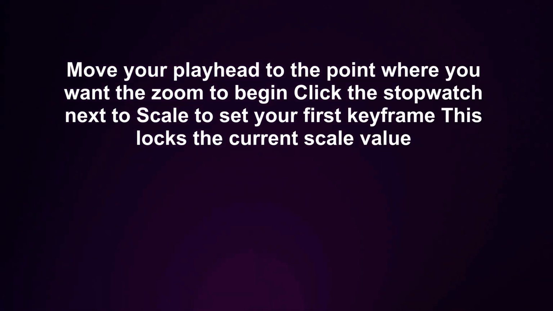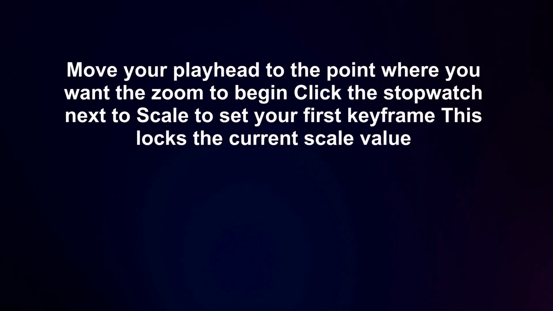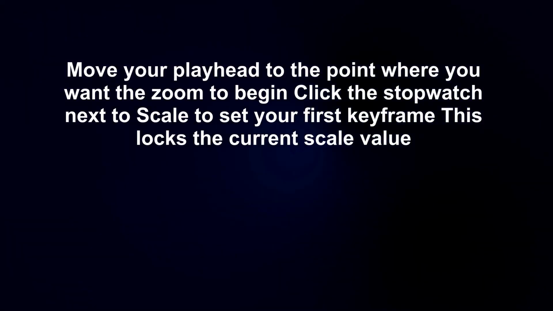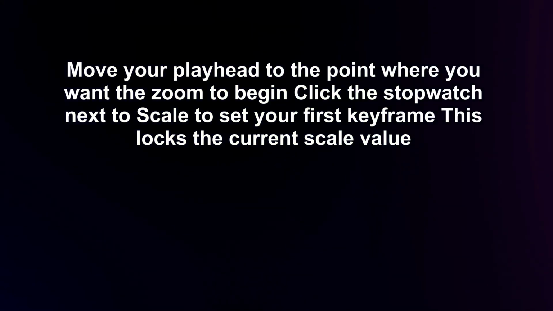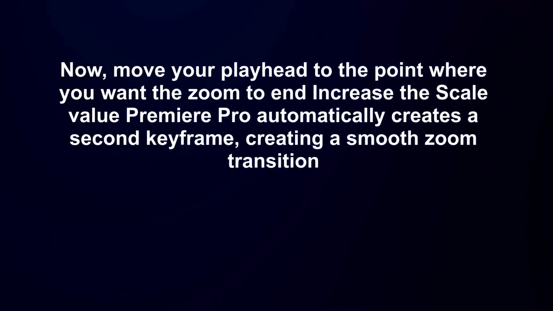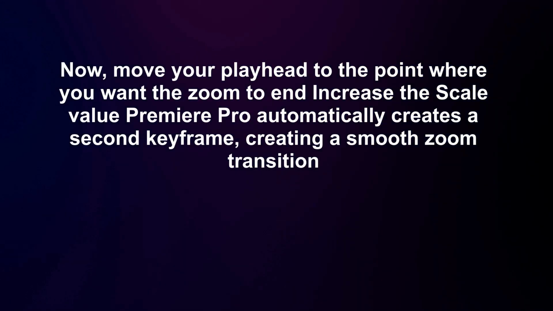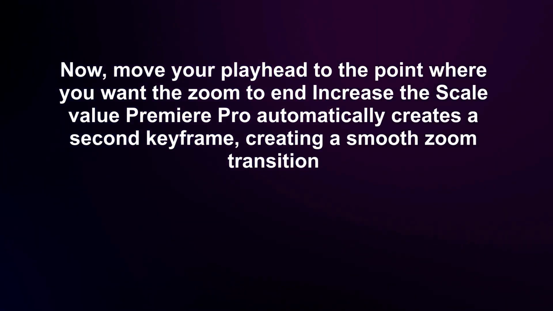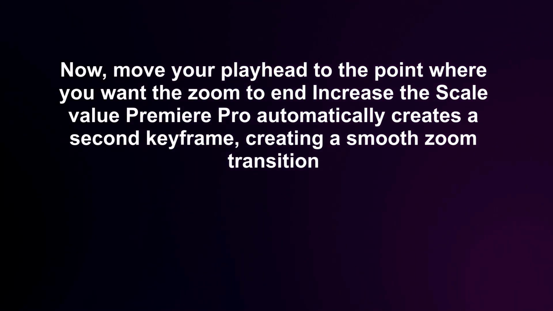Move your playhead to the point where you want the zoom to begin. Click the stopwatch next to scale to set your first keyframe. This locks the current scale value. Now, move your playhead to the point where you want the zoom to end. Increase the scale value. Premiere Pro automatically creates a second keyframe, creating a smooth zoom transition.